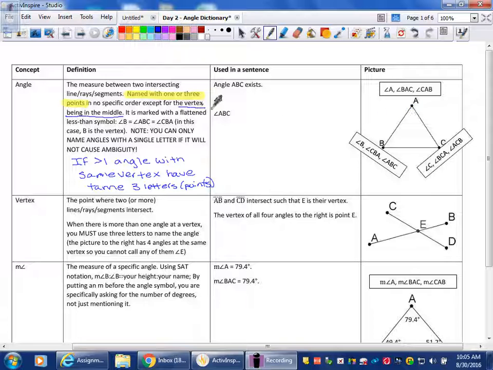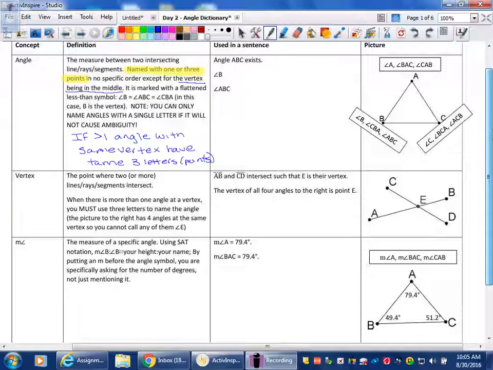If you look over here, how do you name angles? It's the angle symbol with either B, that means there's one angle at B, or you can name an angle ABC. If you look over here, here's a triangle. Here's all the names of all the angles in this triangle.